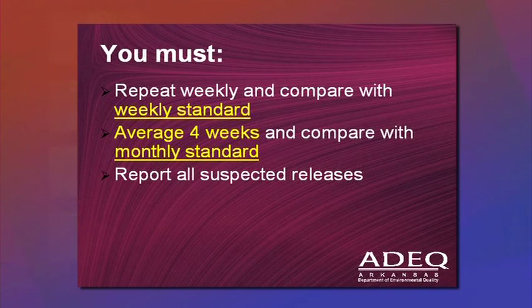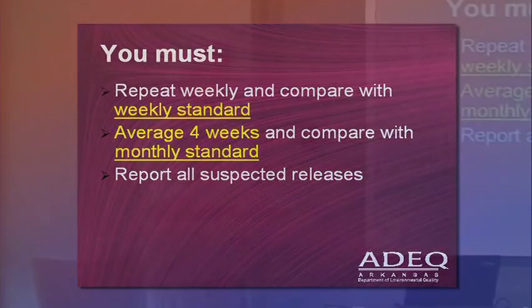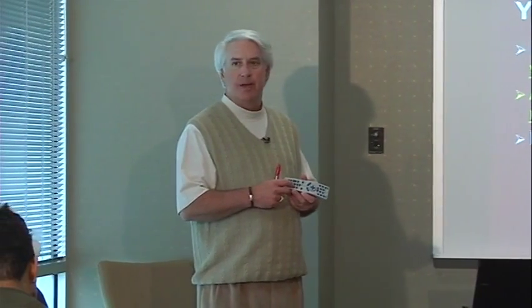You have to repeat that weekly test each week in the month. So you're going to do a weekly test four times in that month. And then you're going to average those 4 weeks of tests that you got for the weekly test and compare that with the monthly standard that you can see on that graph on page 54. And again, you got to report all suspected releases.